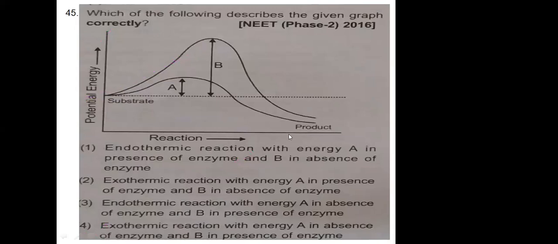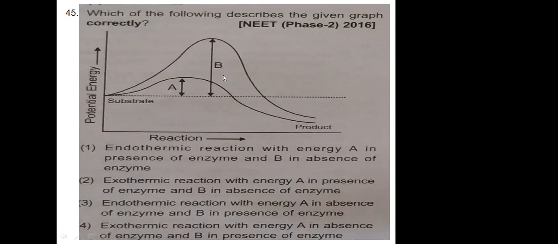So if you observe this graph, A explains activation energy with enzyme. This B explains activation energy without enzyme. Endothermic reaction with energy A in the presence of enzyme and B in the absence. Is it an endothermic reaction? Okay, so this is a process which is going to explain the type of the reaction.